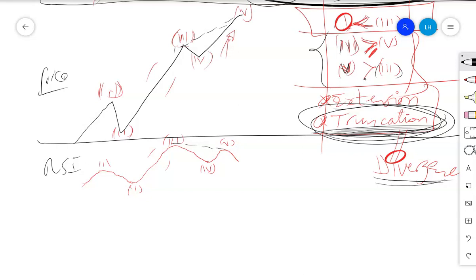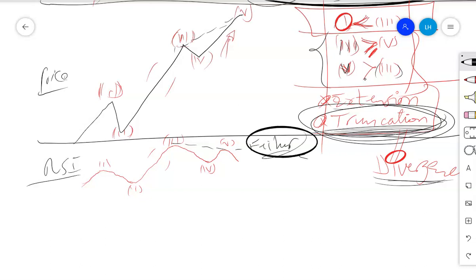Therefore, this indicator will recognize that the force driving the price in the fifth wave is less than that which was driving price in the third wave. That's why this will result in a failure. This is what we call the failure. It is truncation, but mainly we consider this in RSI.